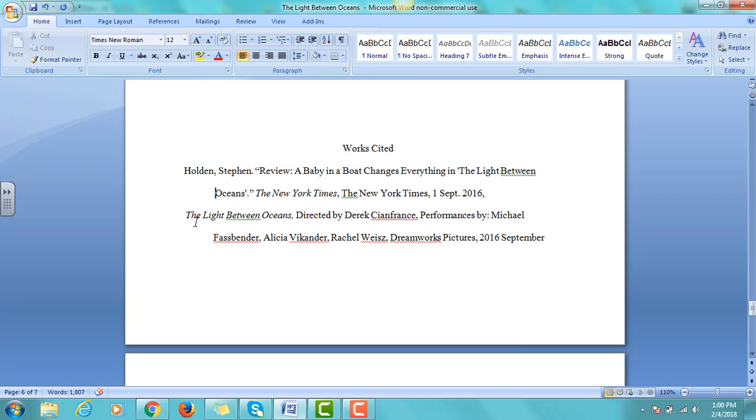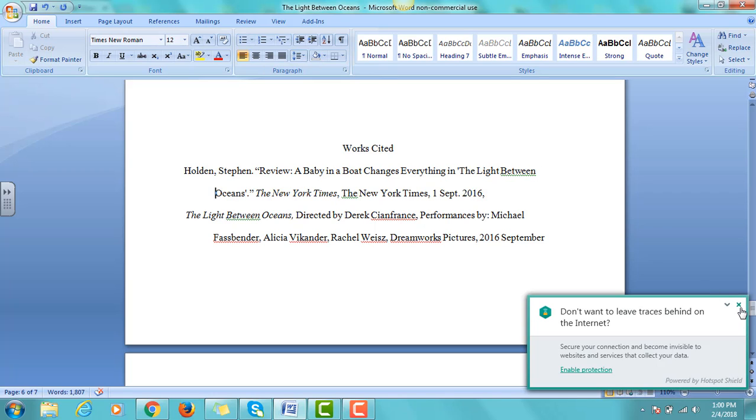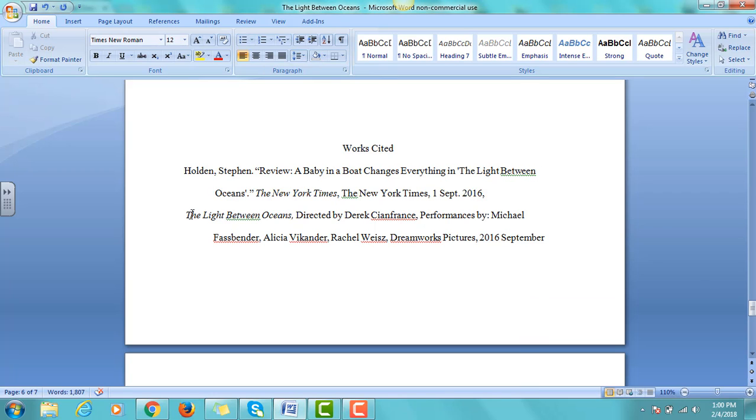For this citation, which is a film title, the name of the film, I think, goes first in MLA. So then you would alphabetize by the first letter of that film title.